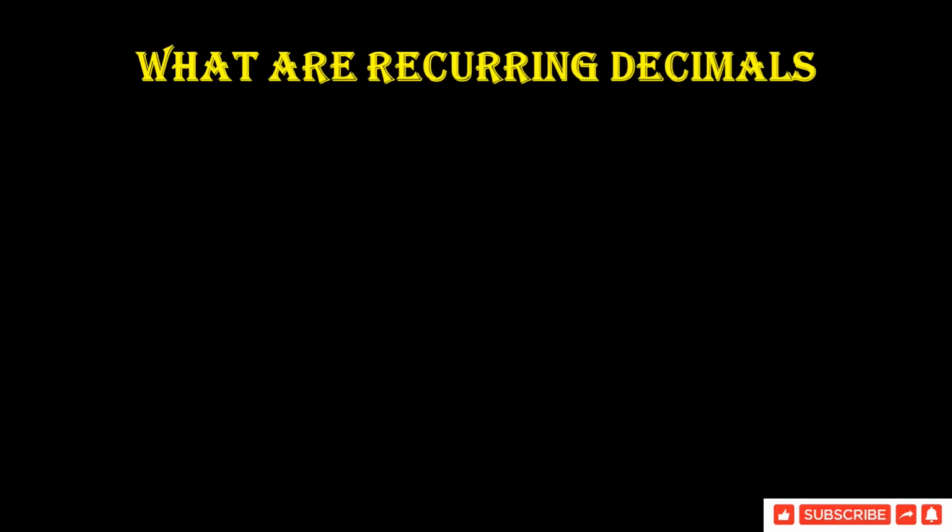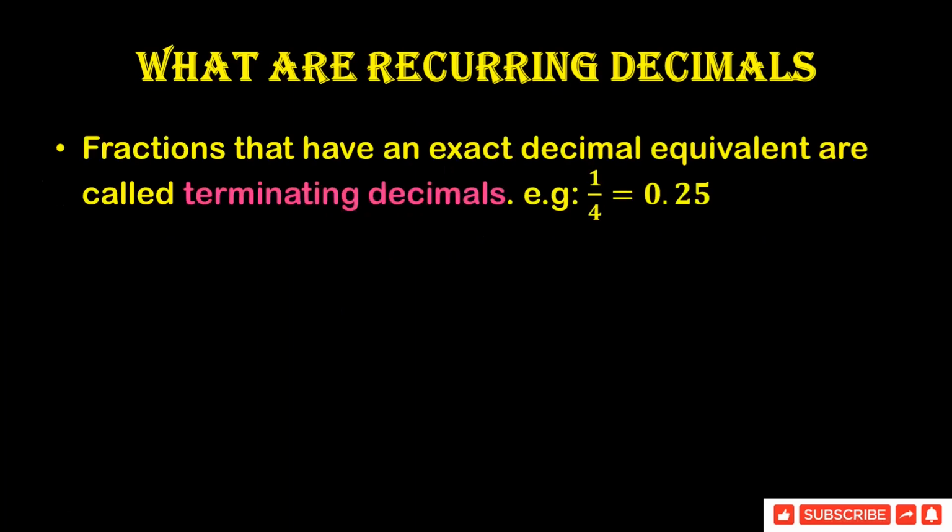Fractions that have an exact decimal equivalent are called terminating decimals. For example, 1 upon 4 equals 0.25. When we divide 1 by 4, since 1 is less than 4, we put a 0 on the right side and put a decimal point above. 4 times 2 is 8. Take away 8, we get 2, and then 0 again. So 4 times 5 is 20. There is no remainder. It means when we divide 1 by 4, we get 0.25. So this is called a terminating decimal.